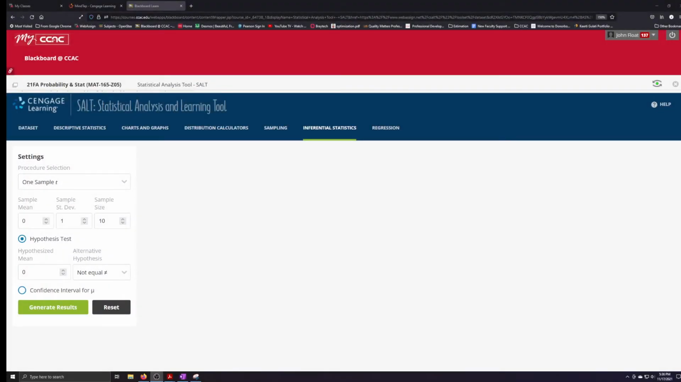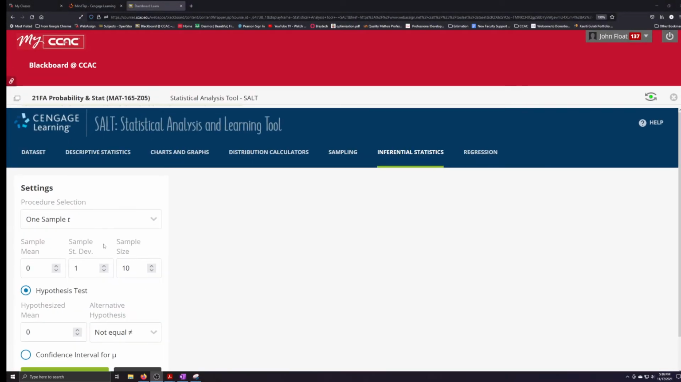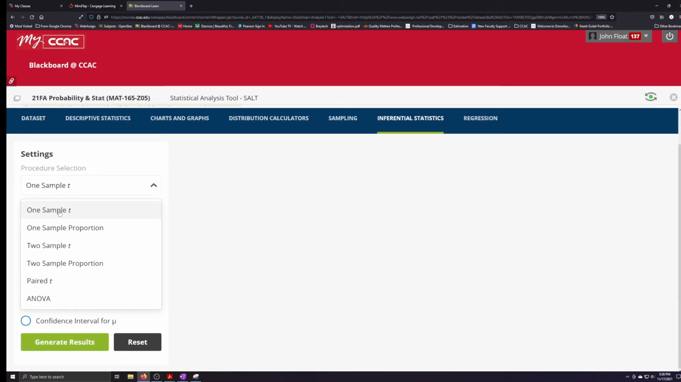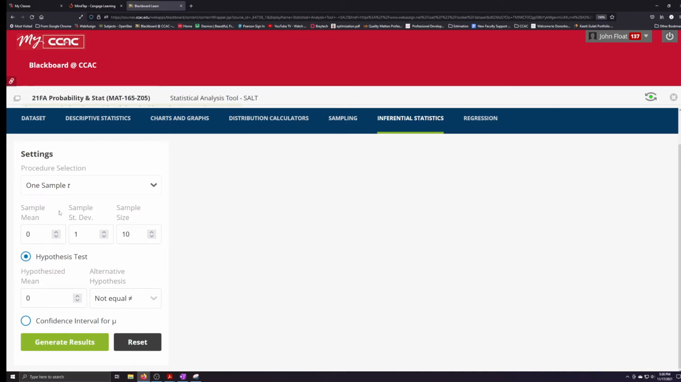So there we go. On the left-hand side, you're going to want to select one sample t. That's all you have to worry about, and it's already selected. Then we type in the information from our problem. Our sample mean is 98.6. The sample deviation is, what was it again? 0.62. The sample size was 106. We want to click on hypothesis test, which is already there. The hypothesized mean is your null hypothesis, so for the body temperatures, it was 98.6. And the alternative hypothesis, in our case, was less than.